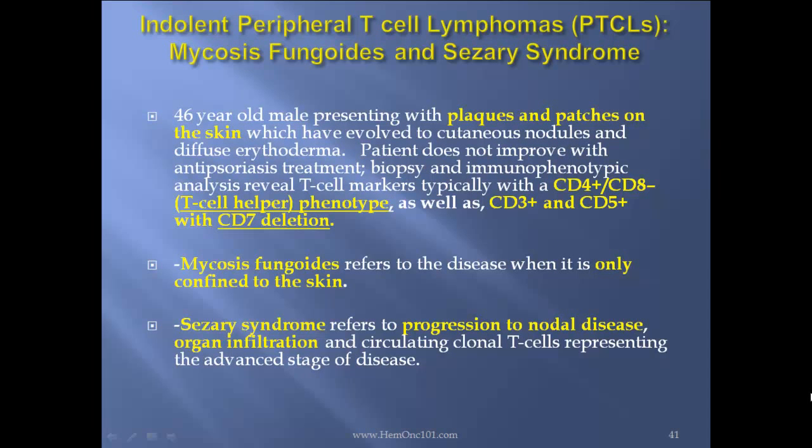Indolent peripheral T-cell lymphomas: mycosis fungoides and Sézary syndrome. Case report. 46-year-old male presenting with plaques and patches on the skin which have evolved to cutaneous nodules and diffuse erythroderma. Patient does not improve with anti-psoriasis treatment. Biopsy and immunophenotypic analysis reveals T-cell markers, typically with CD4 positive, CD8 negative, so T helper cells, as well as CD3 positive and CD5 positive with CD7 deletion.